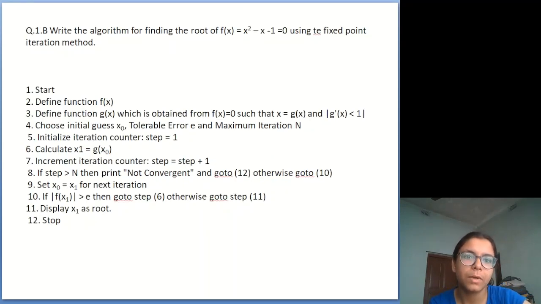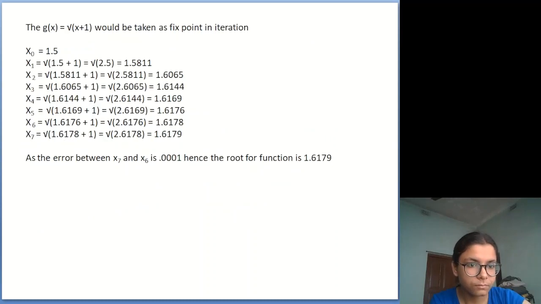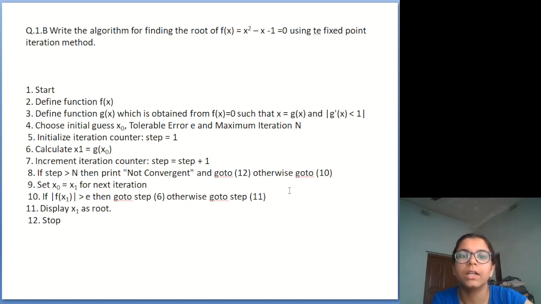Question number 1, part B. Write the algorithm for finding the root of f(x) = x^2 - x - 1 = 0 using the fixed point iteration method. Now we have already found the root from here. As you can see, I have already explained this, and so from this we can create our algorithm.